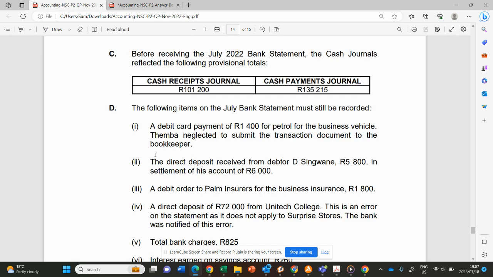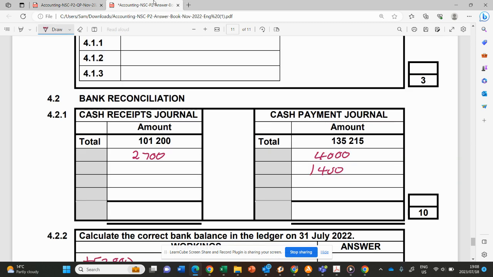Then moving to the next transaction, they're saying a direct deposit was received from a debtor, Singwani, 5,800 in settlement of an account of 6,000. Meaning this debtor was paying his account, was paying us, and we didn't have this transaction. Then we need to record this transaction as reflected on the bank statement. So this guy deposited money, and we don't have this transaction. Where do we record? CRJ 5,800 on the CRJ.